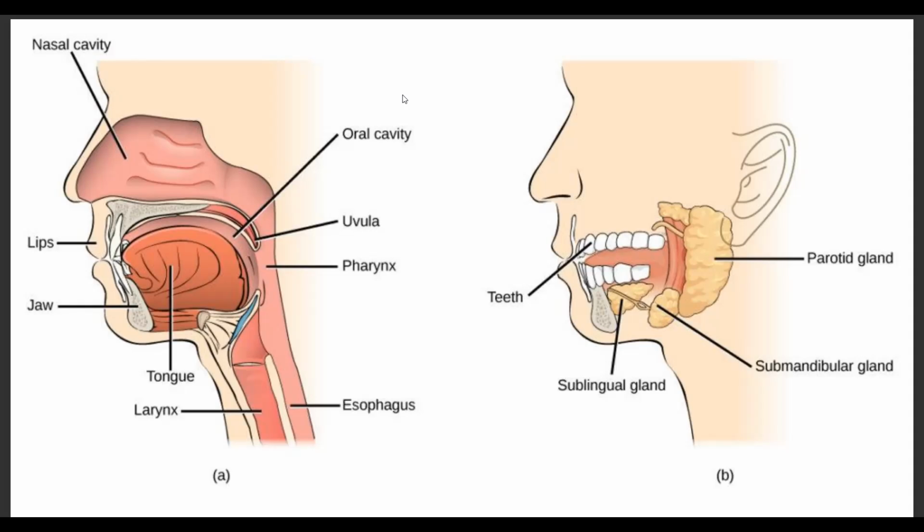Next point, mucus lubricates food, which makes it easier for swallowing. Next point, cleans the mouth. Next point, protects the lining of the mouth from abrasion.